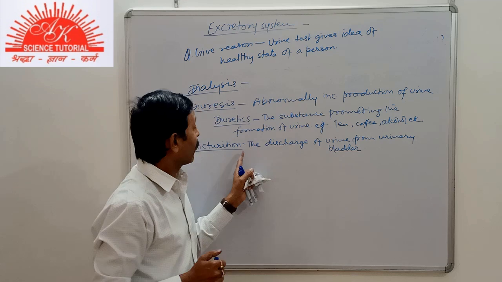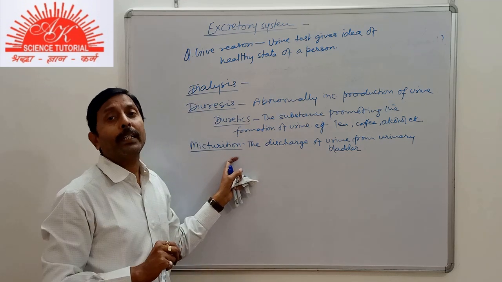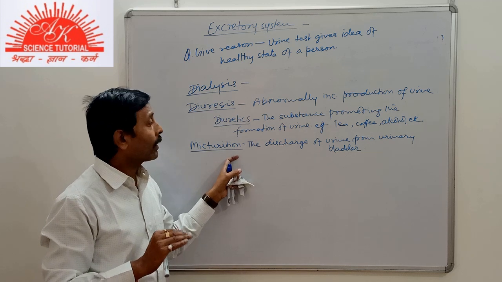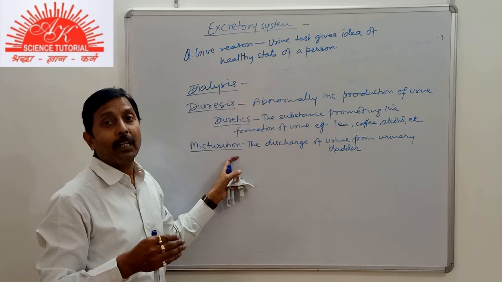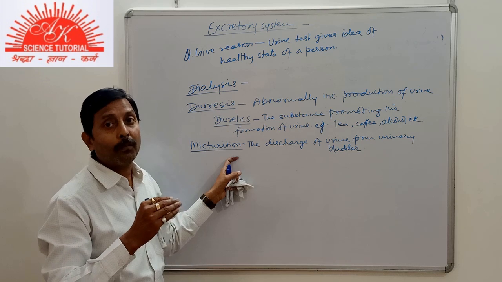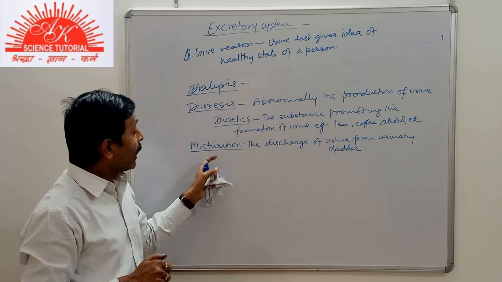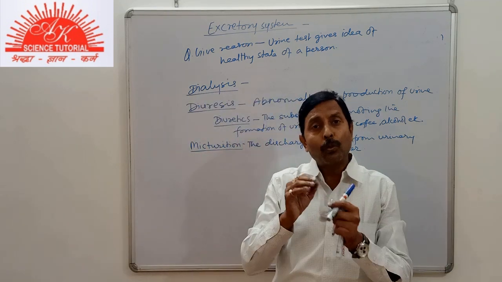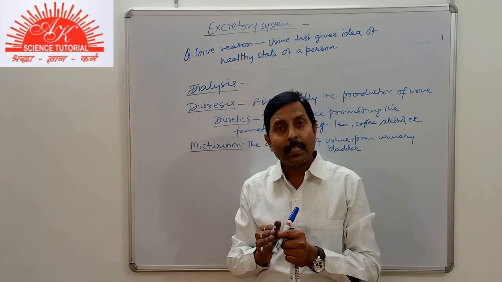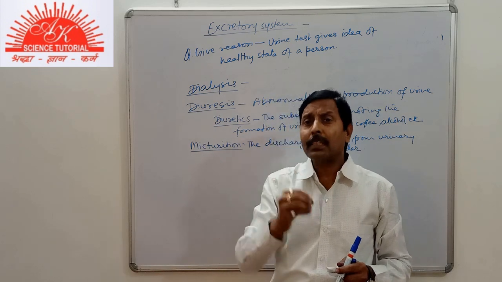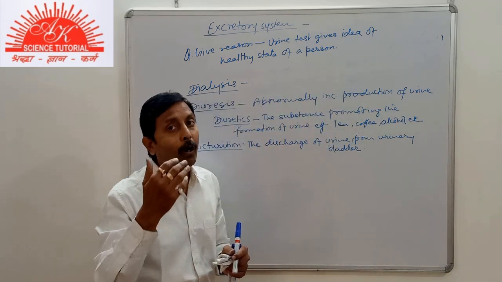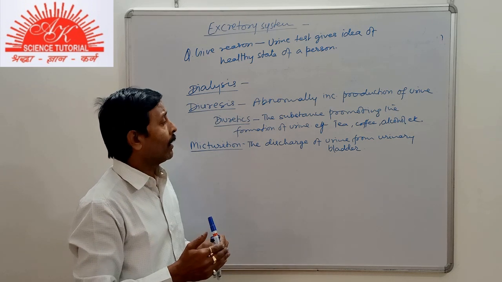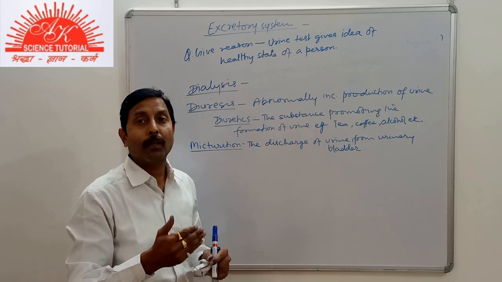Now, gout. The deposition of uric acid in between the bone joints causes gout or gouty arthritis, which prevents the proper movement of the bone joints. Second, kidney stones. A kidney stone is formed due to accumulation of uric acid and some partially soluble salts like calcium oxalate, which gradually increases in size and interferes with the filtration process of the blood.